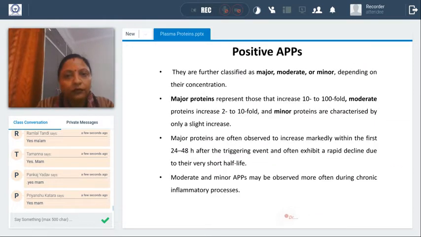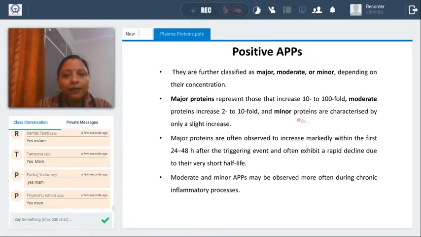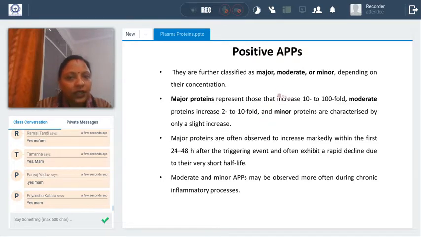So positive APPs are further classified into major, moderate, or minor, depending on the concentration. Major proteins represent those that increase 10 to 100-fold, moderate proteins increase 2 to 10-fold, and minor proteins are characterized by only a slight increase. So these are three: major, moderate, and minor.